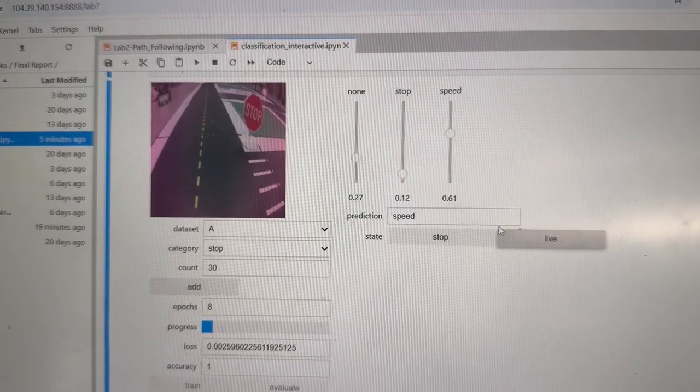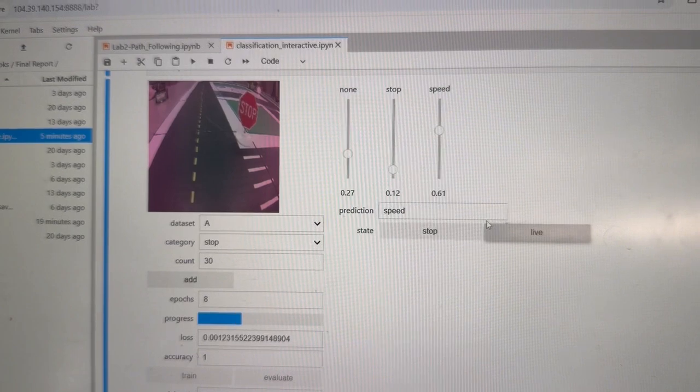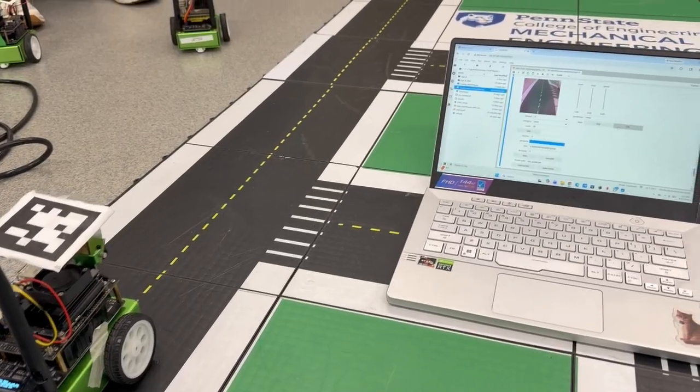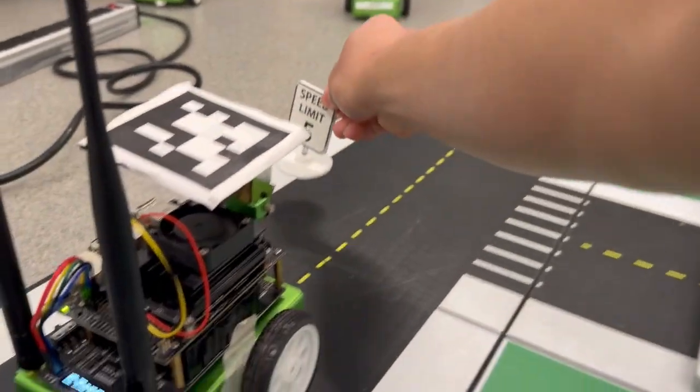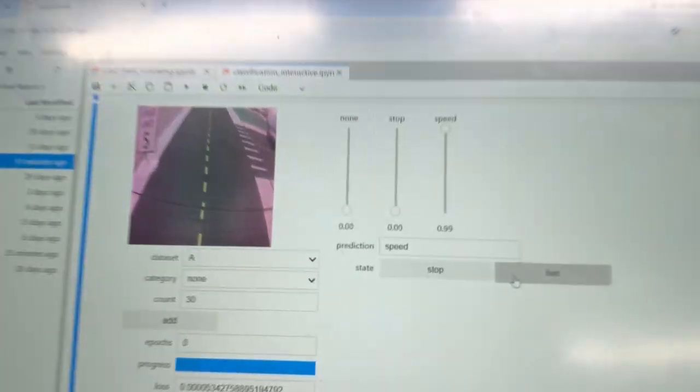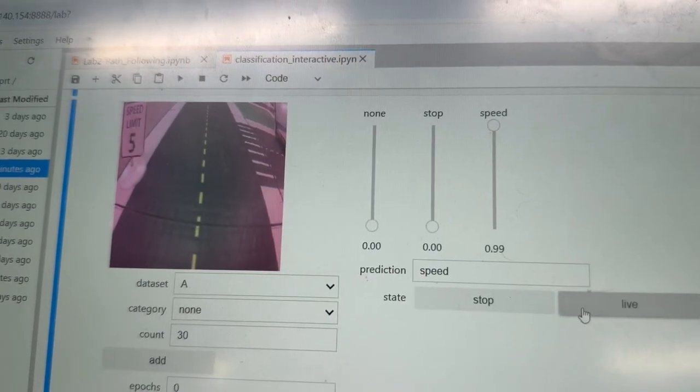Next, we implement sign recognition. We train the model 30 times with 10 inputs each to improve its accuracy. As shown in the video, the JetBot is able to detect different signs, such as the speed sign, stop sign, and no sign. The prediction updates in real time as we change the sign in front of the JetBot.